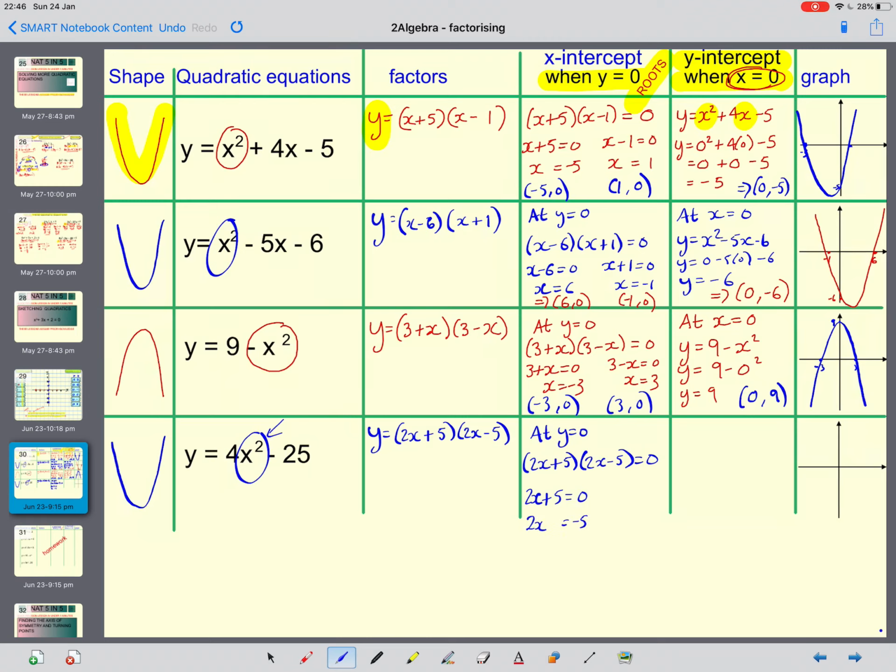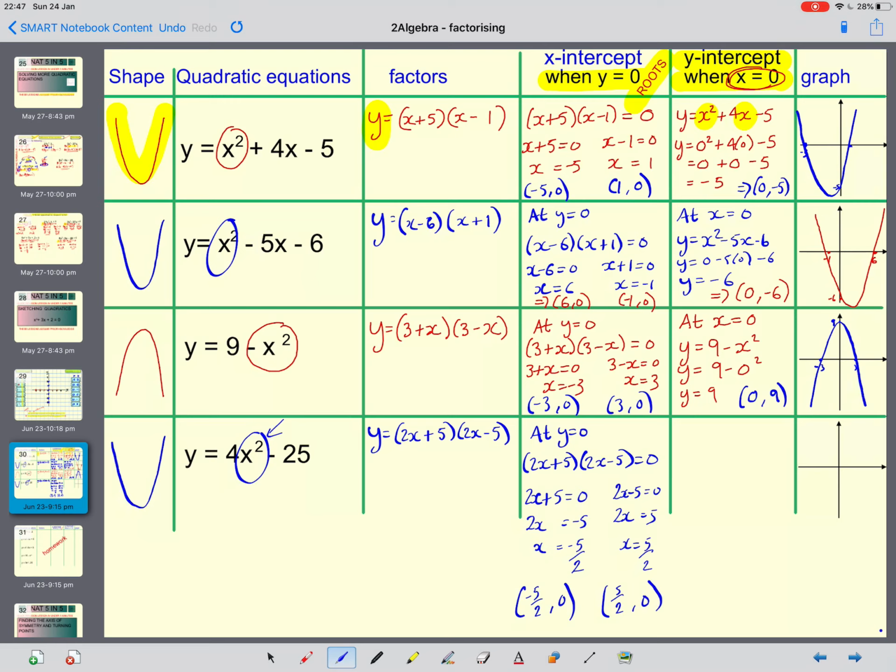So take 5 away from both sides, divide by 2, just leave it in fraction form. Same with the other one. 2x equals 5, so x equals 5 over 2. The coordinates of that are negative 5 over 2, 0, and 5 over 2, 0. Remember when you're plotting that, I'm keeping it in fraction form, but 5 over 2 is just 2.5.